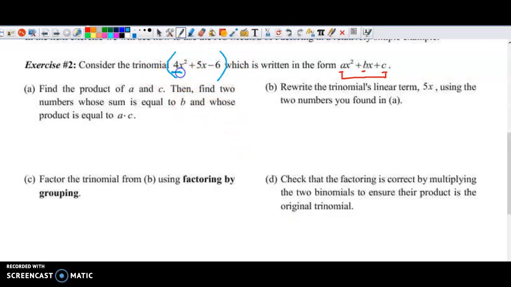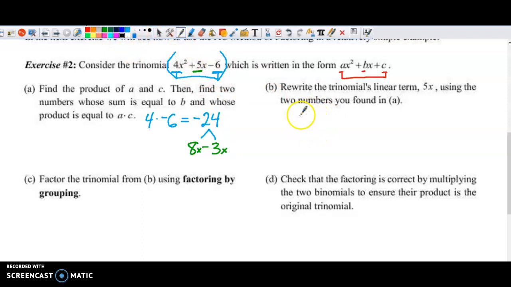Now it is going to take some practice, so you might not get it right away. You start with the 4 and you multiply by the ending number, which is negative 6. And 4 times negative 6 is negative 24. And now you want to do just like what we did in the previous section, where you want 2 factors of this number that add to be 5. So the trick is that it's 8 and negative 3. Think of it this way: 8x minus 3x gives you 5x.